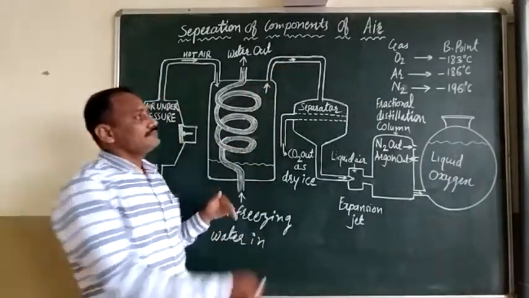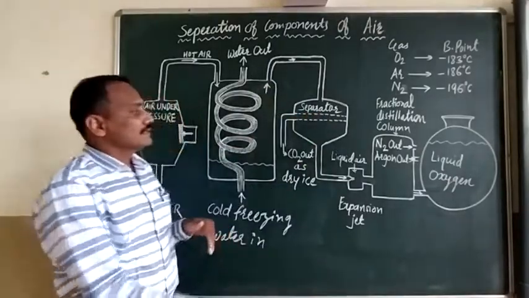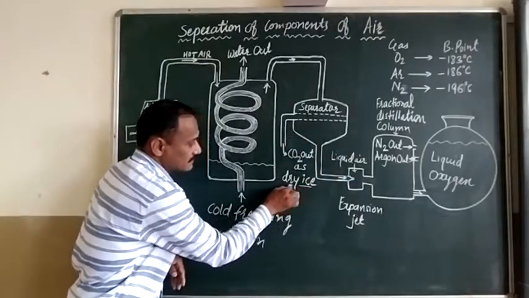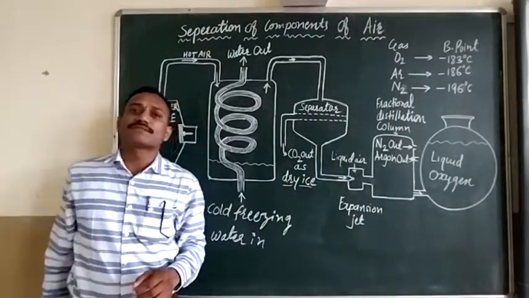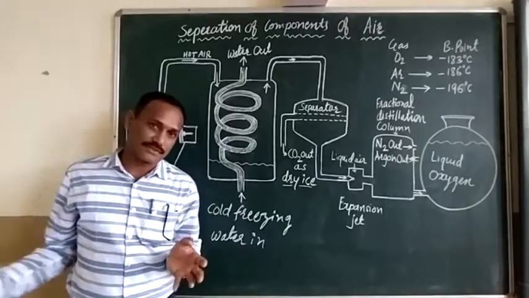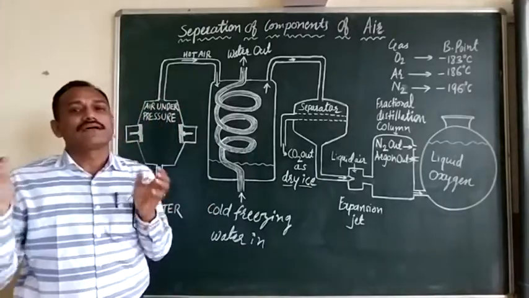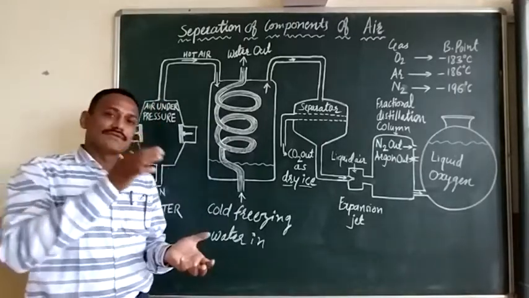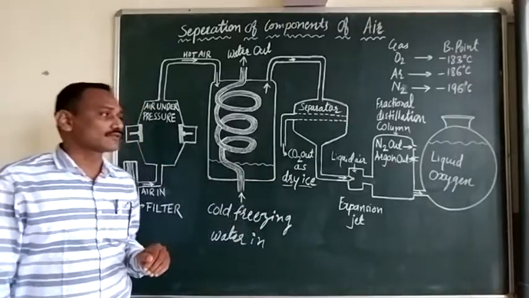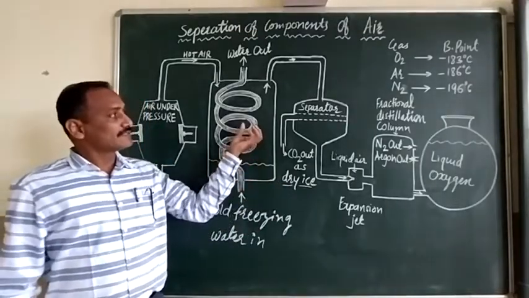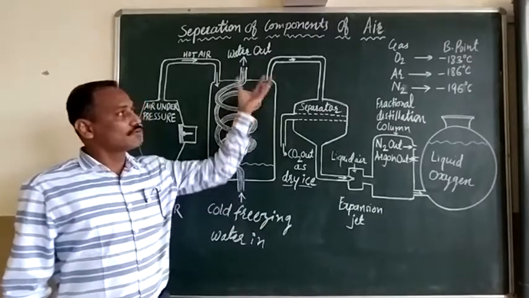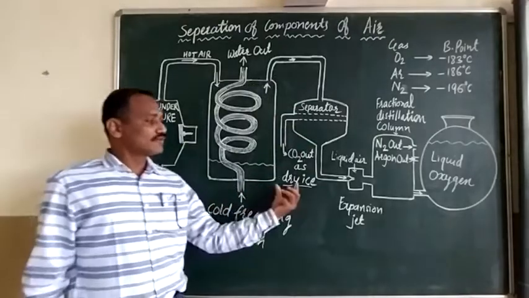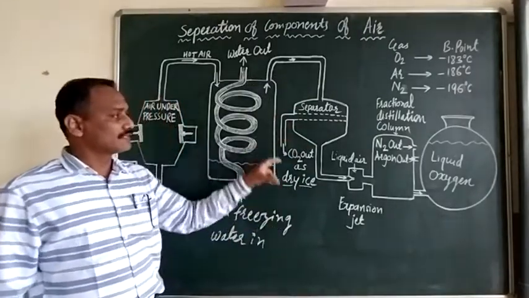So here carbon dioxide, CO2, separates out as dry ice. We know there are certain substances which directly change from solid to gaseous state. We have learned sublimation, and there are certain substances that change directly from gaseous state to solid state. Carbon dioxide is one example of that. So carbon dioxide, which is present as a gas, after cooling directly gets converted into solid, and that is known as dry ice. So carbon dioxide is separated here.